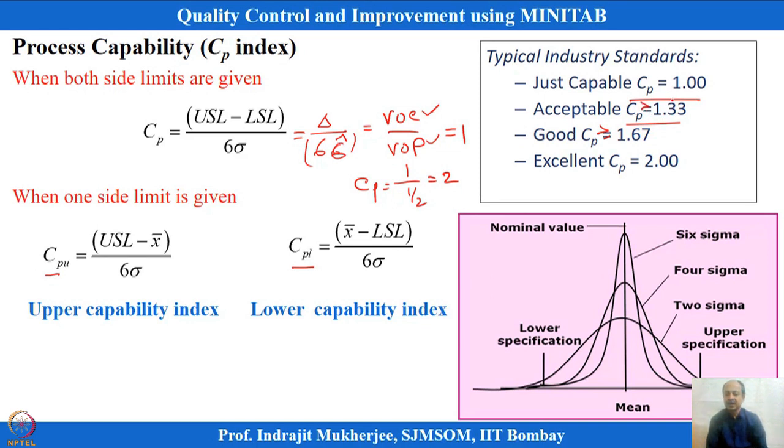Okay, and if it is excellent, meaning if it is more than 2, it is always excellent. So, process capability, if it is greater than or equal to 2, that is the most favorable scenario, and we can say excellent performance for the process.